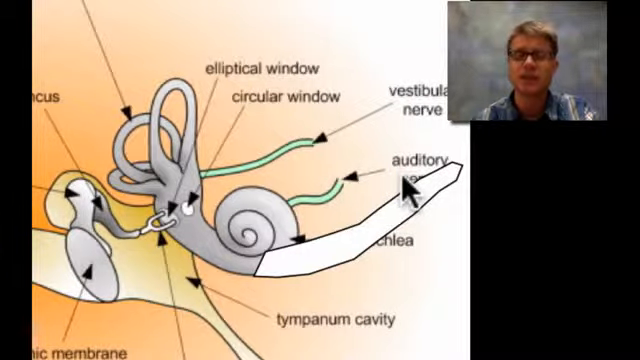But that's the sensory system, and I hope that's helpful.